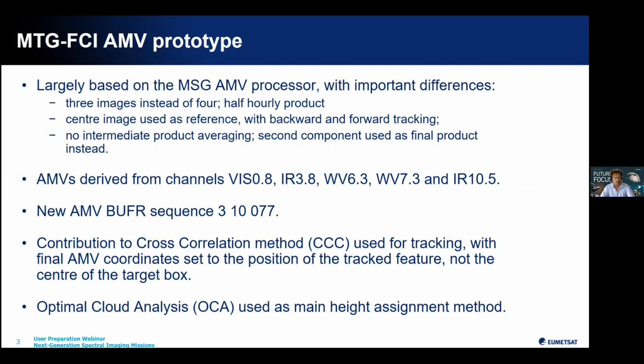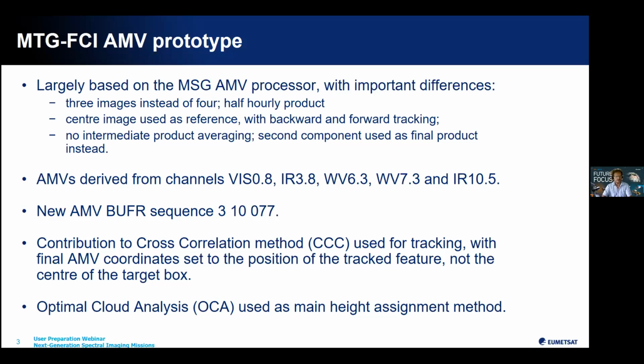The MTG FCI prototype code for the atmospheric motion vector is largely based on the MSG AMV processor. There are, however, some differences. We will use only 3 images instead of 4, which allows us to provide the user a half-hourly product. The center image of the 3 images will be used as reference for both the time and location, and we will then process backward and forward tracking. There will not be any intermediate product averaging anymore, and the second component will be used as final product.